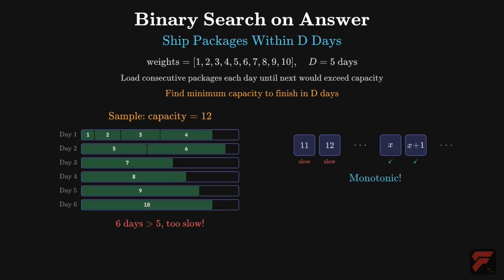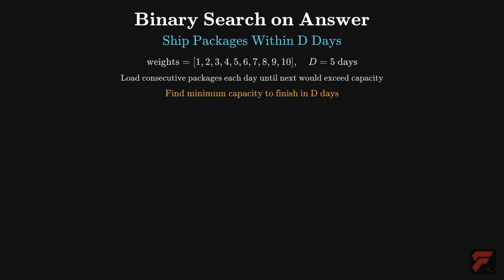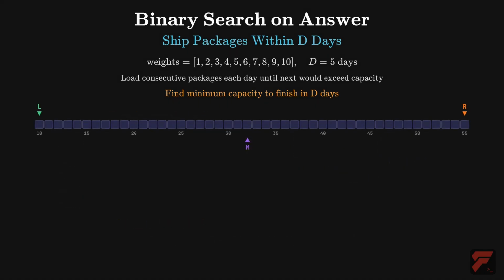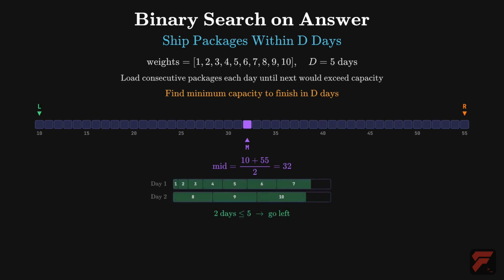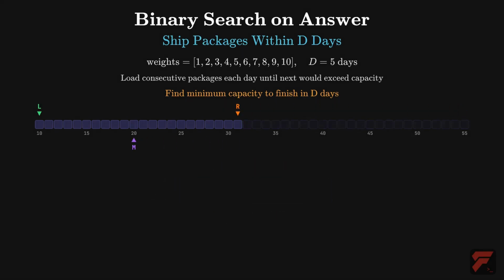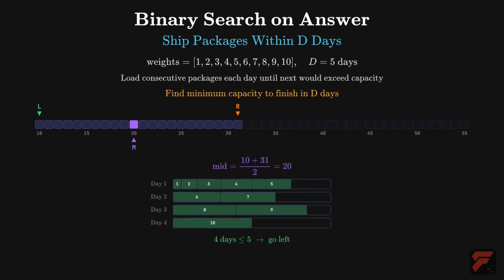Answer space. L is 10, must carry the heaviest package. R is 55, total weight. Ship everything in 1 day. Mid is 32. Loading. Day 1 takes 1 through 7, weight 28. Day 2, 8, 9, 10, just 2 days, go left. Mid 20, 4 days, feasible, go left.